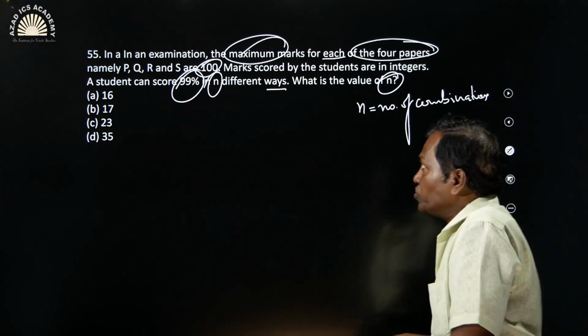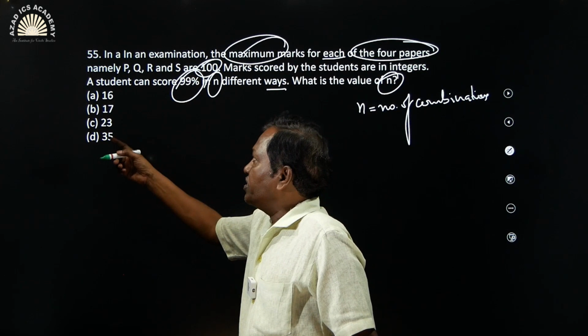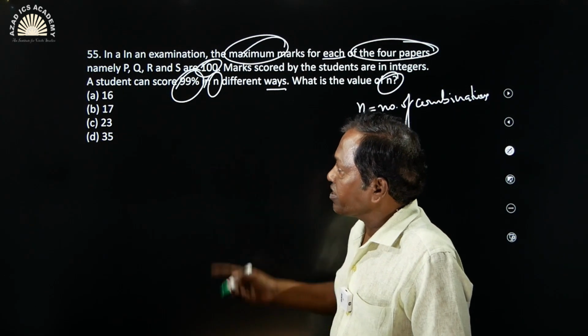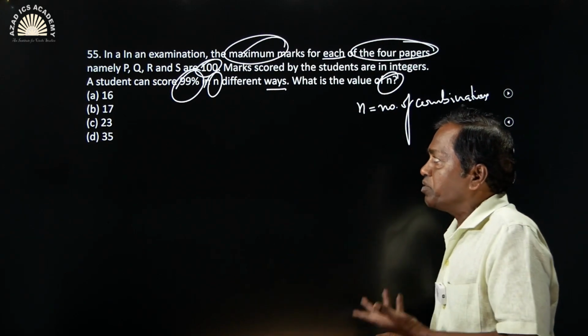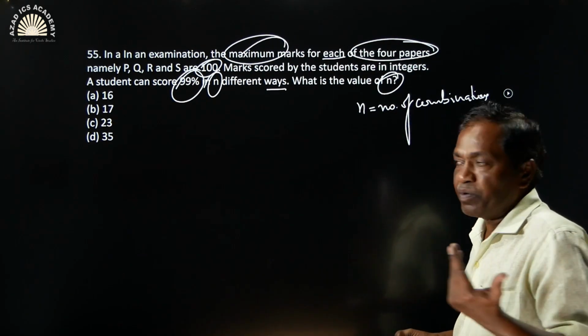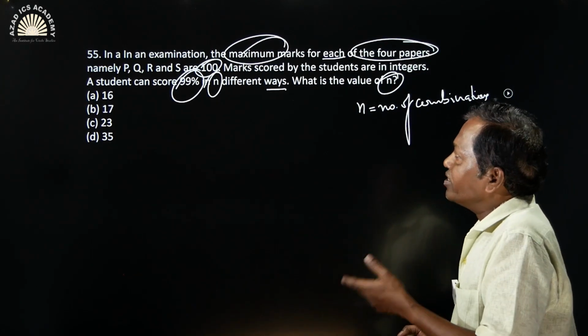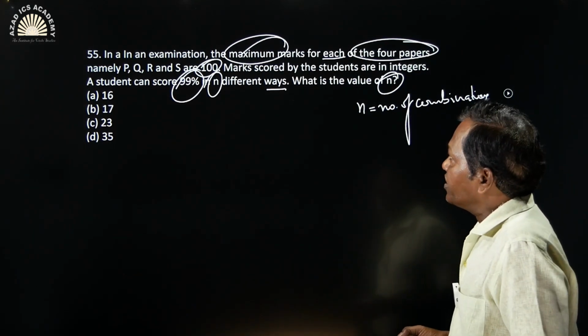Now see the options: 16 ways, 17 ways, 23 ways, 35. You would need to write 16 times or 17 times to check. 23 or 35 combinations may be possible. If it were 4, 5, 6 it would be okay, but more than 6, I think it is not advisable to do anything here.